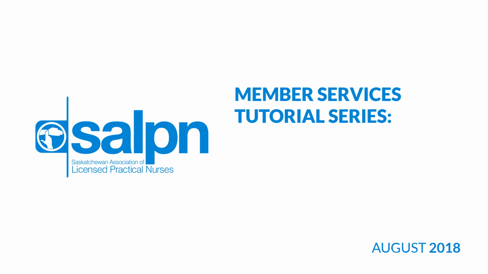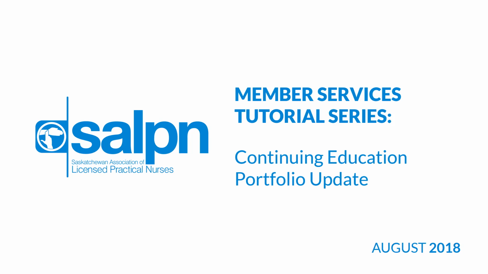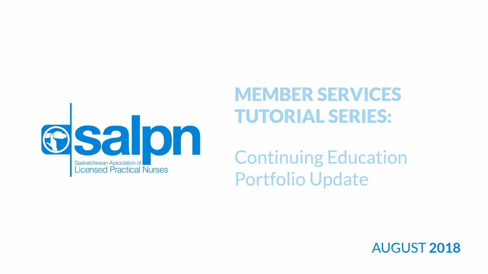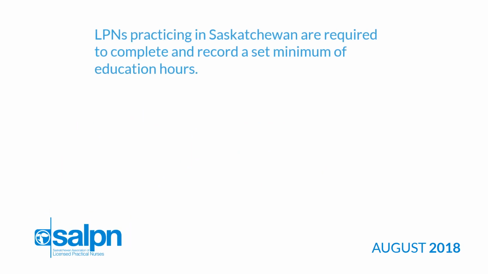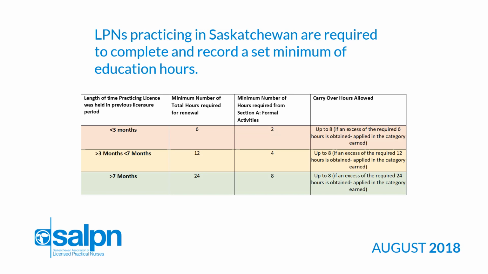As part of its ongoing duties to ensure its members' compliance with annual licensure requirements, SALPN requires its members to maintain a continuing education portfolio. Each year, members are required to complete and record a specified minimum number of CEP hours determined by the length of their licensure period. SALPN's online member services allow you to update your portfolio throughout the year. This way, you can always keep your portfolio up to date and avoid a year-end scramble to find everything at once.